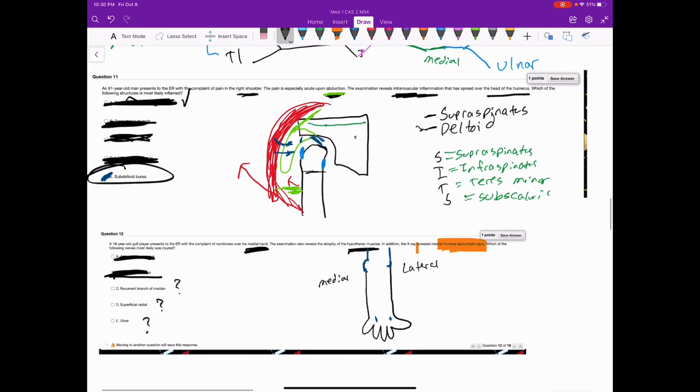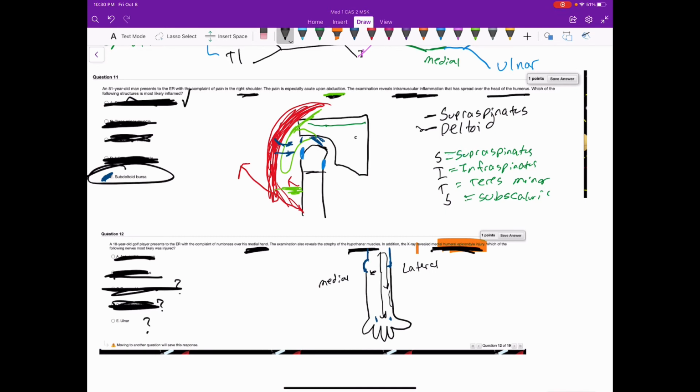So let's start with the recurrent branch of the median nerve. What is he going to do? Well, he's going to go down the middle of the arm, and he's going to go to the hand, but he's not really going to go over the medial epicondyle. So the injury is at the medial epicondyle, so that's wrong. The superficial radial, well, he's going to be more posterior, and a little more lateral, and he's going to help with extension of the forearm. So he's going to be wrong.